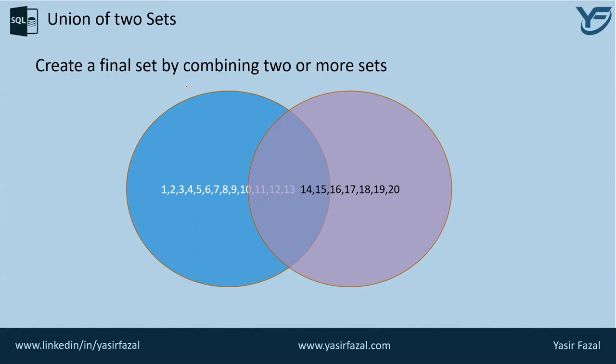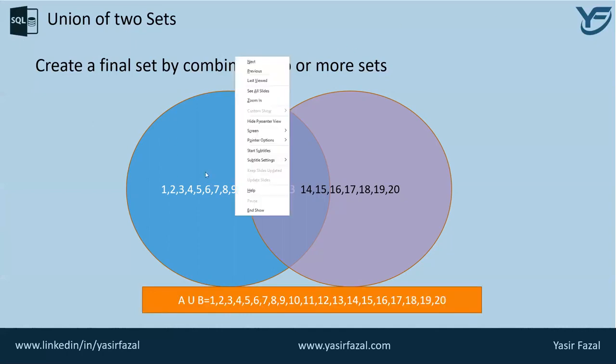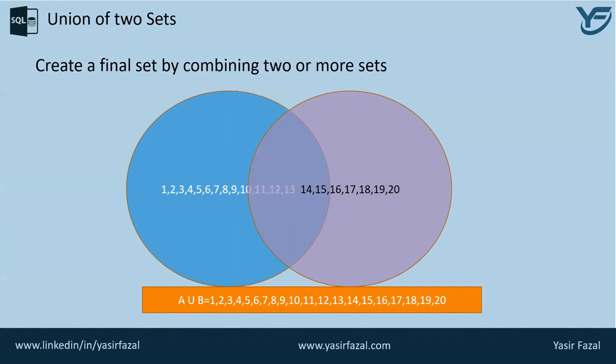So what shall we get? We shall get A union B, and all the numbers that are actually present. So here is the set A, and here is the set B, the red highlighting button, and the U actually denotes the union of the set, and the resultant set is this one, 1 till 20.